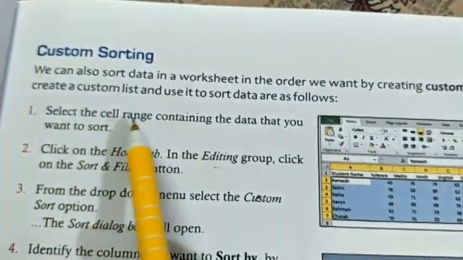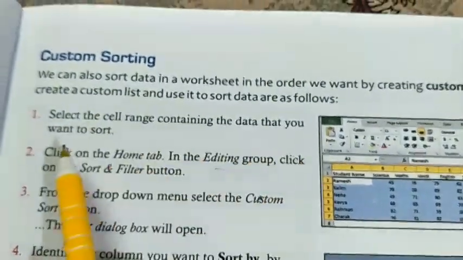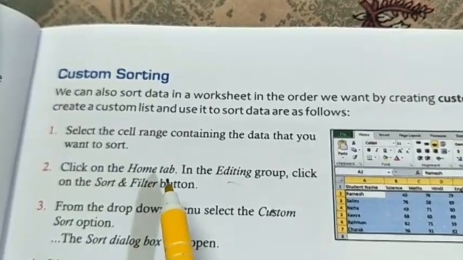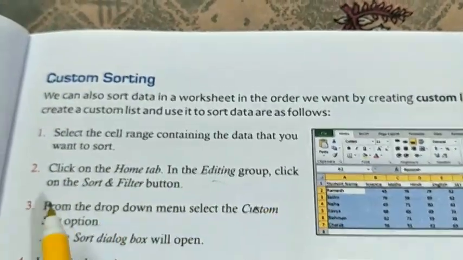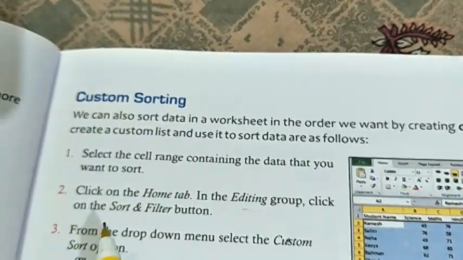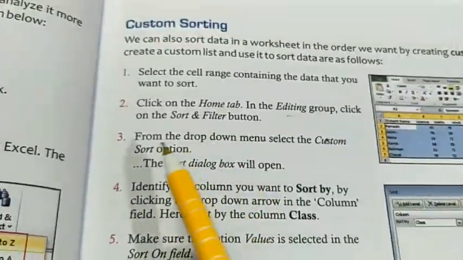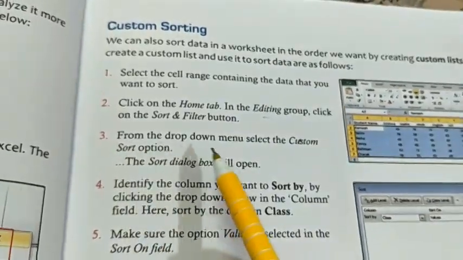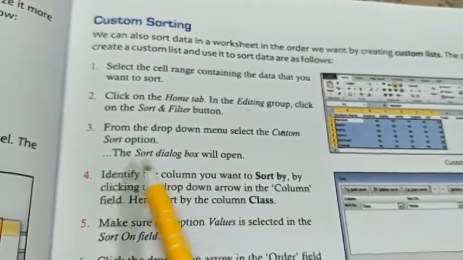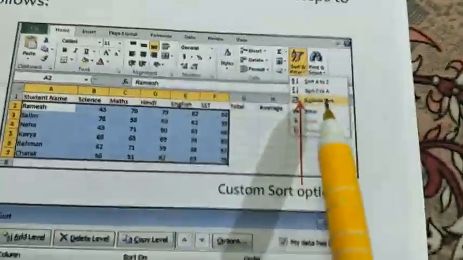So select the cell range containing the data that you want to sort. Now click on the home tab, then editing group, and then click on the sort filter option. From the drop down menu, select the custom sort option. From here you will click the custom sort option.